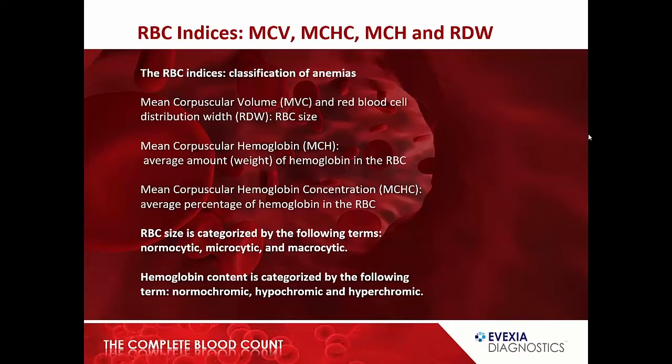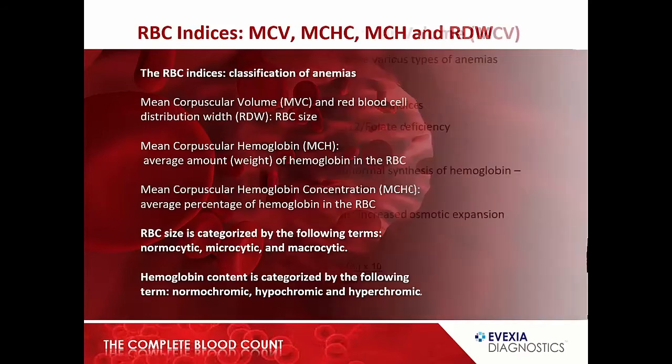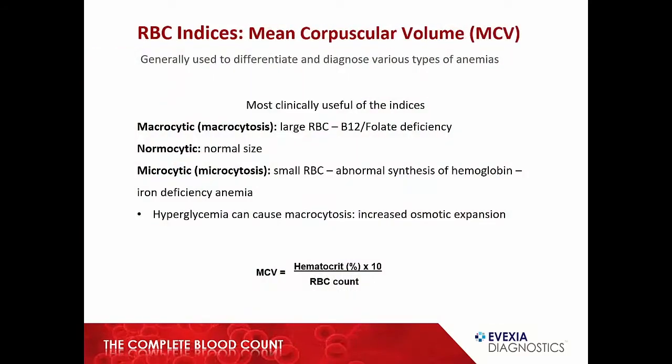And the hemoglobin can also be categorized into normochromic, meaning normal amount of hemoglobin, hypochromic, or hyperchromic, and that would be viewed on the peripheral blood smear. So you need a peripheral blood smear to categorize the cell as normochromic, hypochromic, or hyperchromic. So let's take a closer look at the RBC indices.